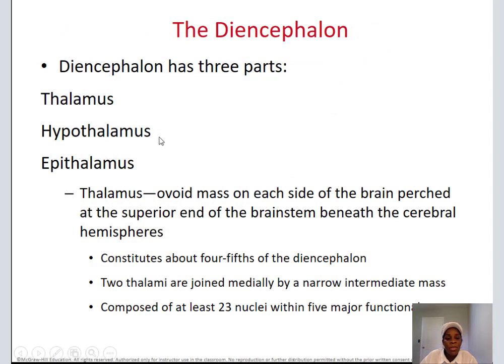It has the thalamus, the hypothalamus, and the epithalamus.